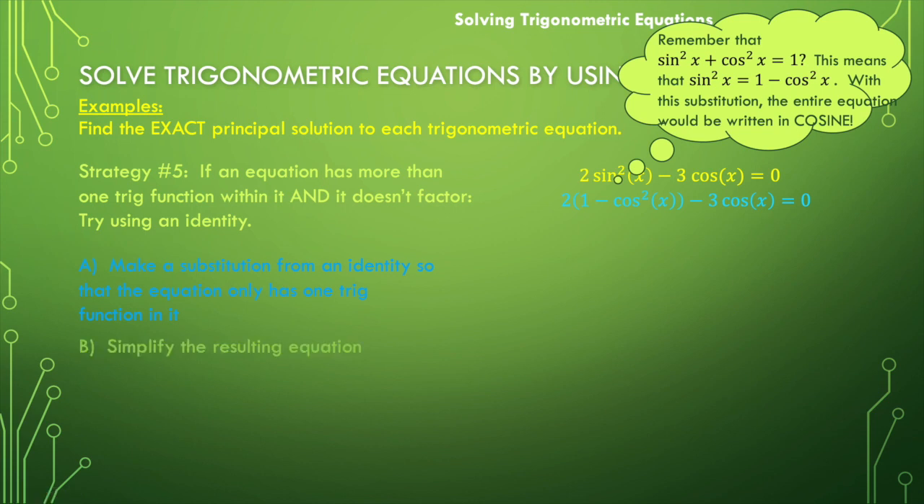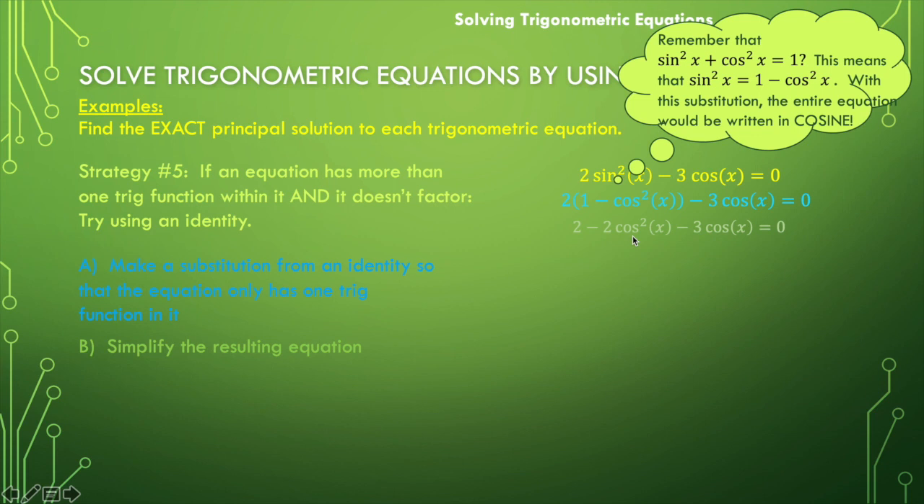So let's clean it up a little bit. Let's distribute the 2 through to both terms here. I would end up with 2 minus 2 cosine squared of x minus 3 cosine of x is equal to 0. All right, looks good. And it kind of looks like it might be quadratic, right? This is telling me it looks like a quadratic function. So let's go ahead and put it in standard form with a cosine squared term in the front, and let's make it positive as well.